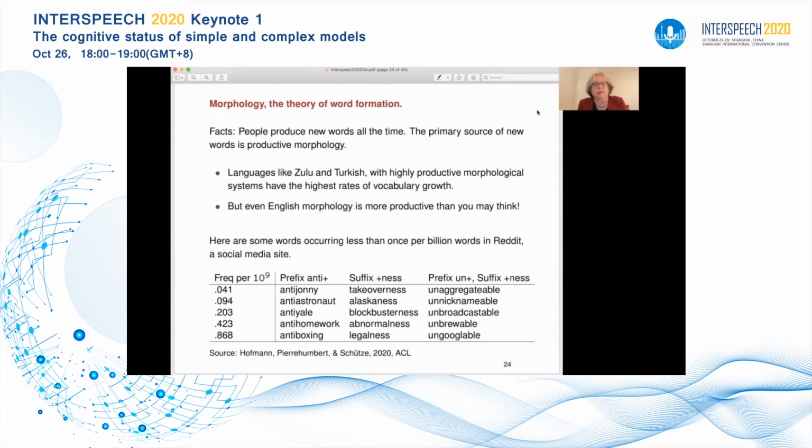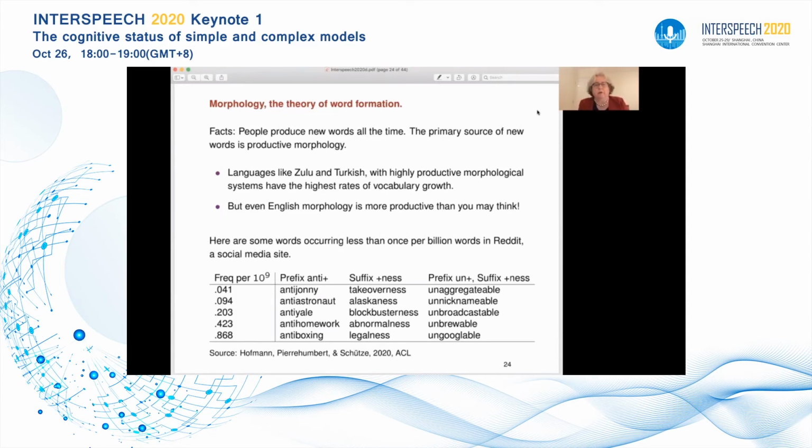So finally, I'd like to talk about morphology, the theory of word formation, which is what I've been mainly working on in the last decade. People produce new words all the time. And the primary source of new words is productive morphology. So languages with highly productive morphological systems therefore have the highest rates of vocabulary growth. Languages like Vietnamese, much less. But even English morphology is more productive than you may think.